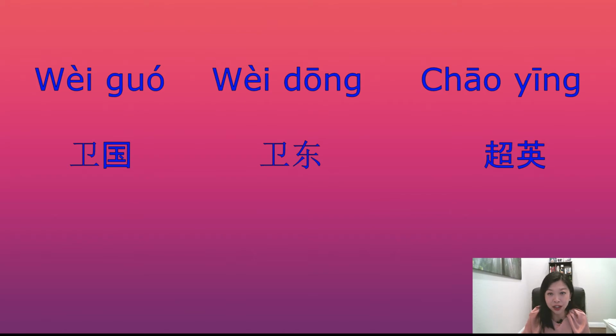Guo means country. So together, Wei Guo means protecting the country. Wei Dong, again, Wei means protection. Dong means the east. So together, Wei Dong means protect the east. Chao Ying is usually a girl's name. Chao means super. Ying means hero. So Chao Ying literally means superhero.